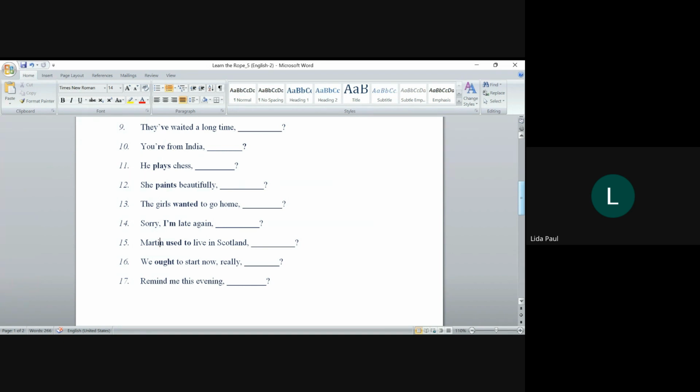Right? Didn't he? Used to is not an auxiliary verb, so you cannot take it to the question tag. You can't use it there. But we know that used to indicates past tense, right? So since it's past tense and we don't have any auxiliary available, we know the choice has to be did, right? So didn't he? Martin used to live in Scotland, didn't he?